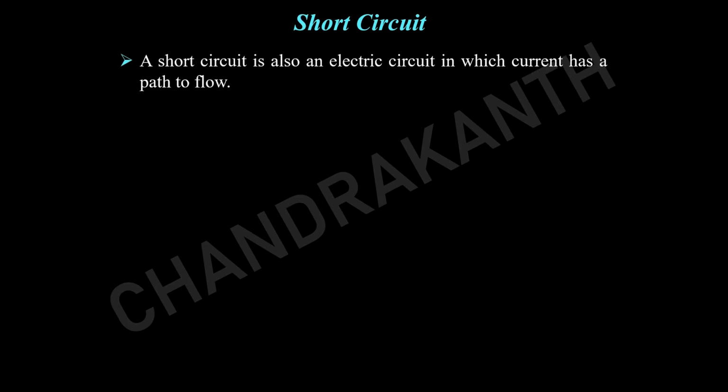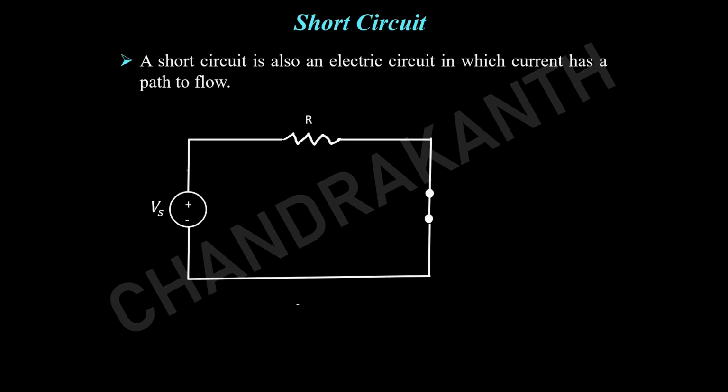Now coming to the short circuit. A short circuit is also an electric circuit where the current has a path to flow. That means we don't have any break of the wire or the circuit. The circuit will have the active sources as well as the passive elements, and this circuit offers a path for the current flow. So here, there will be a finite current flow. The current I is equal to source voltage divided by R using Ohm's law.